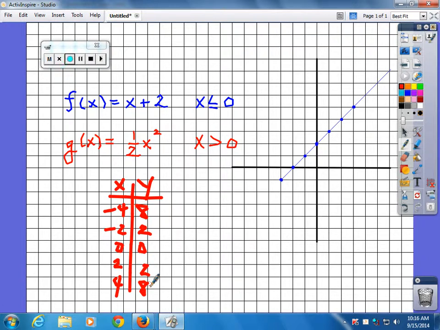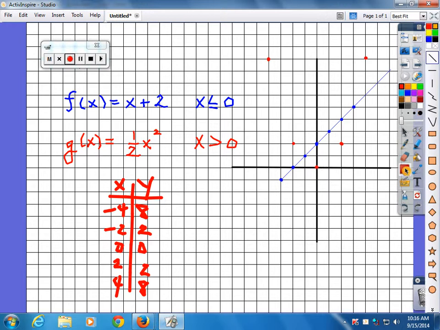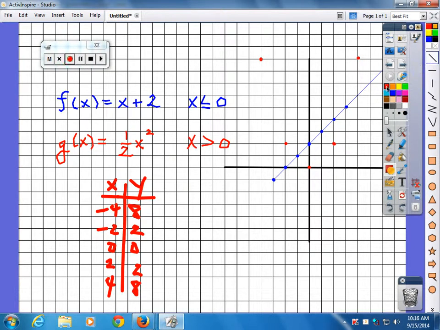So take your handy dandy plotter, and plot -4, 8; -2, 2; 0, 0; 2, 2; and 4, 8. And take the handy dandy red line maker, and go from point to point.